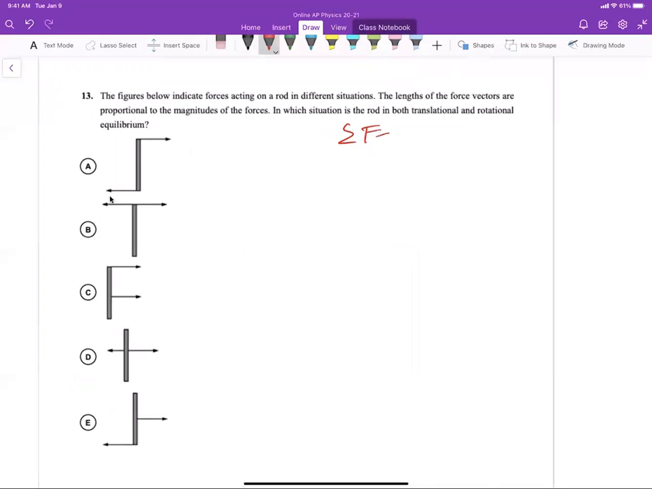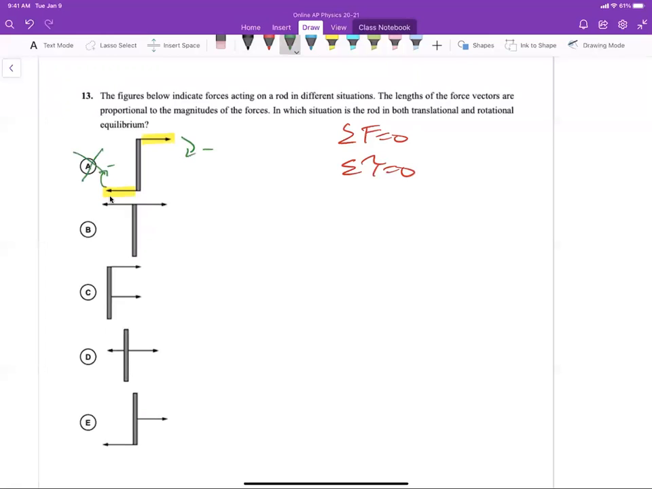Sum of the forces equals 0. Sum of the torques equals 0. Well, this has the same length of vector as that. This is creating, we'll say, a negative torque. This is creating a negative torque. The sum of the forces equals 0, but not the torques. So this is a no.